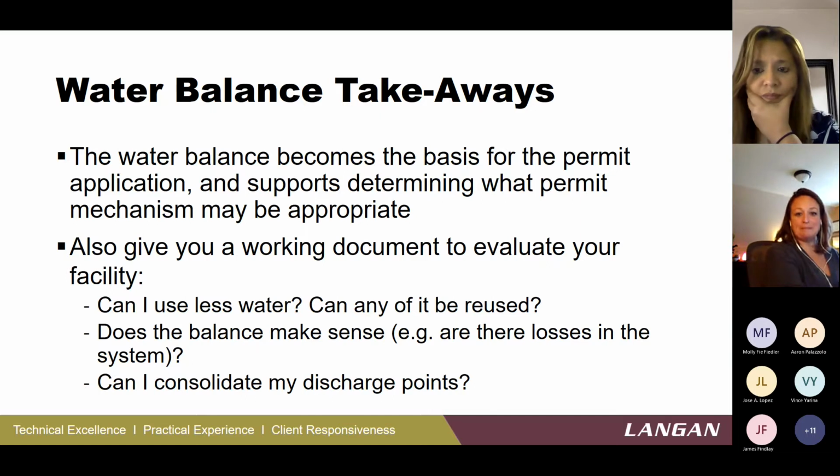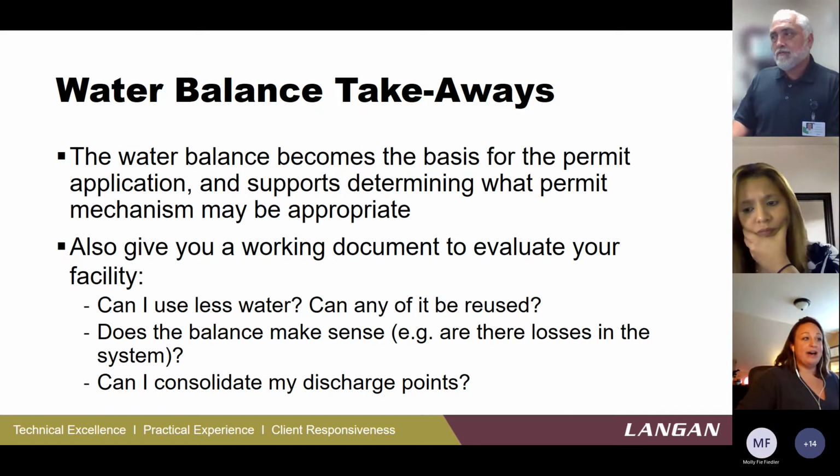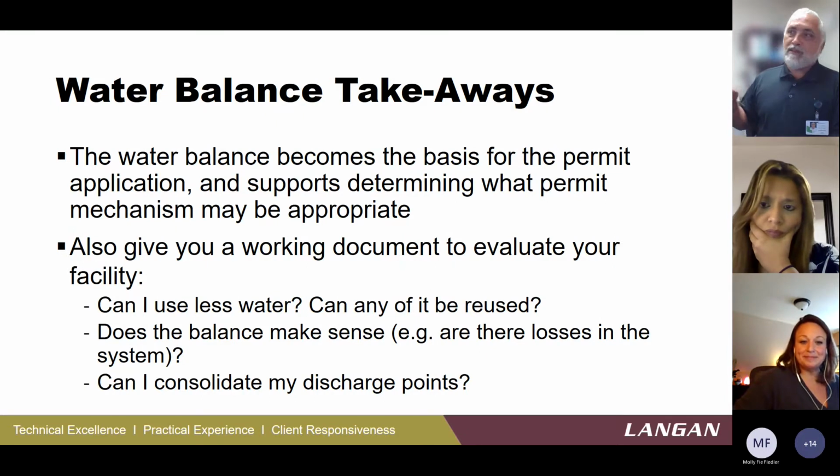Who normally performs the water balance? It varies. Some facilities do it themselves. A lot of facilities opt to have a consultant do it. But it is up to the facility or their consultant to prepare the water balance. So when you say the facility, meaning the EHS manager, the maintenance, the engineering team? It is a team effort. It is always a team effort.